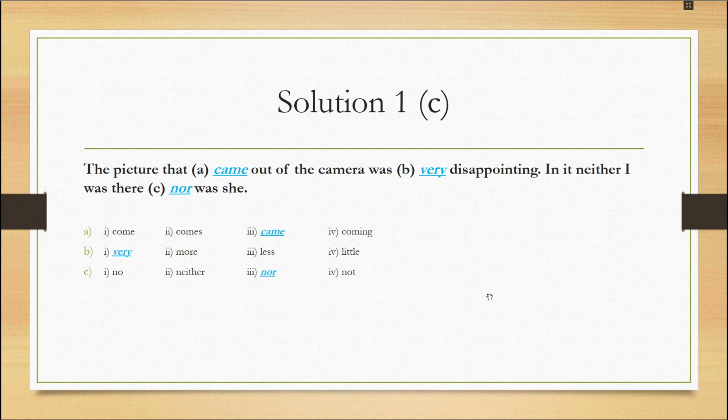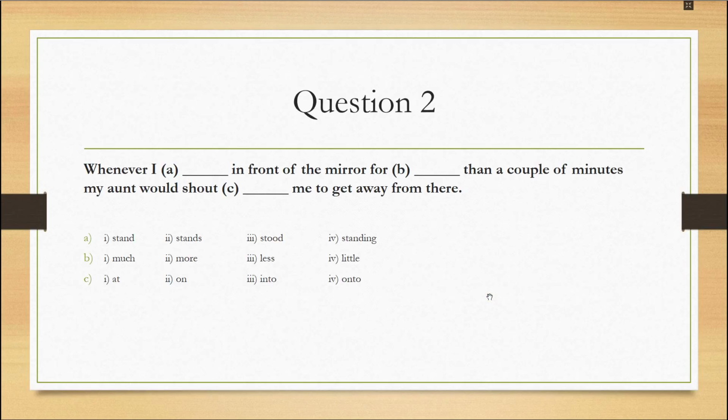Now for practice, let's do one more question of gap filling. Let's see the little short passage. Whenever I dash in front of the mirror for dash, then a couple of minutes, my aunt would shout, dash me to get away from there. See, we have four options for each blank. So, whenever I dash in front of the mirror.